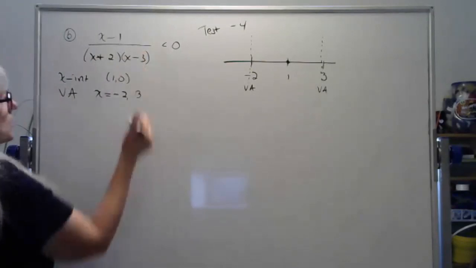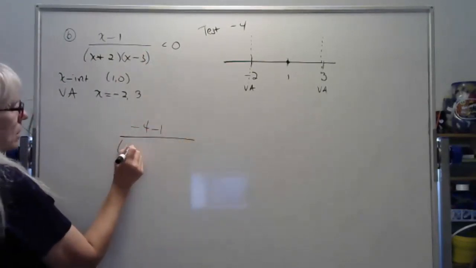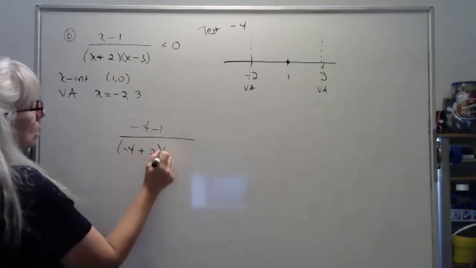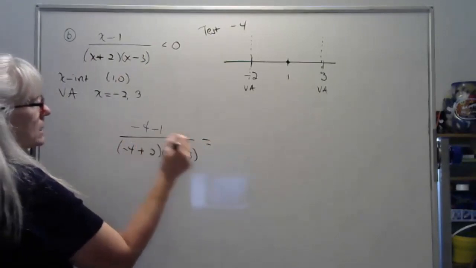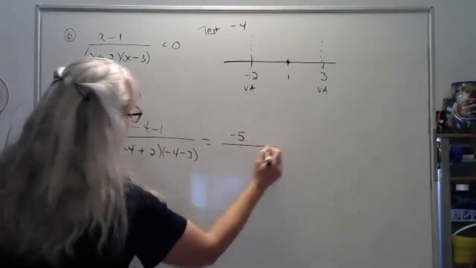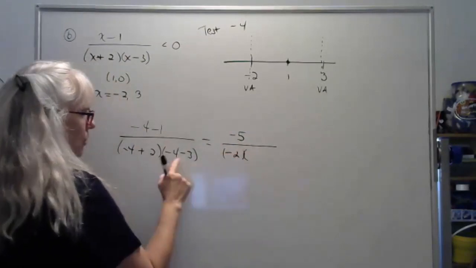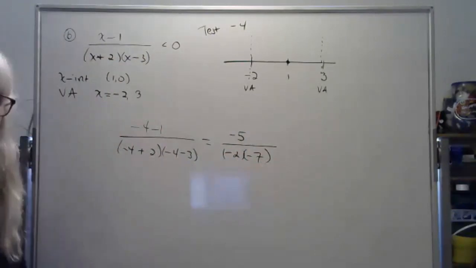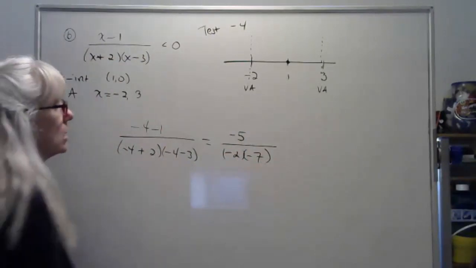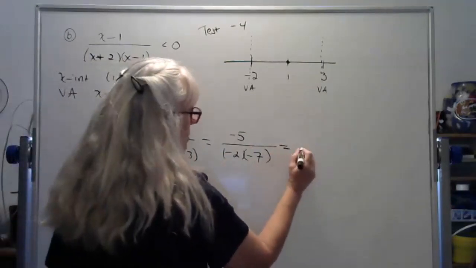So if I plug in a -4, I have -4 minus 1 in the numerator. In the denominator, I have -4 plus 2 and -4 minus 3. Well, -4 minus 1 is a -5. -4 plus 2 is a -2. -4 minus 3 is a -7. And again, I don't really care about the value, I just need its sign. So I have a negative, a negative, and a negative. Well, 3 negatives make that answer a negative.